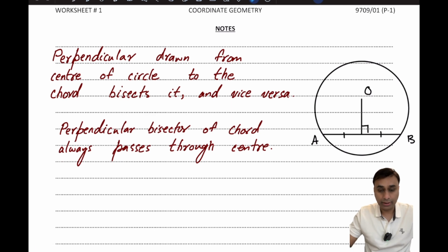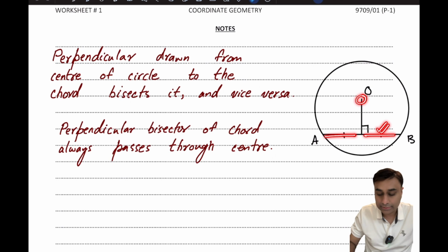Another property that I would want you to know is that if you have a chord joining any two points in the circle, these have to be any two points which are not forming the diameter, right? It's about every pair of points which are not basically the ends of the diameter. So if you have a chord and if you drop a perpendicular from the center to the chord, it will bisect the chord.